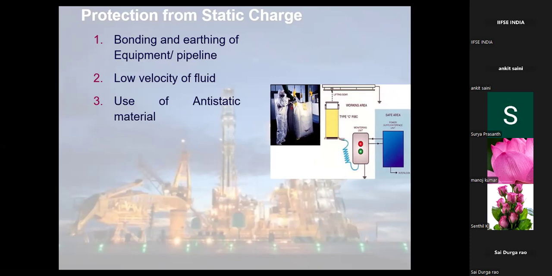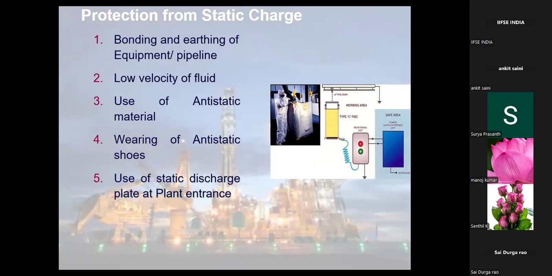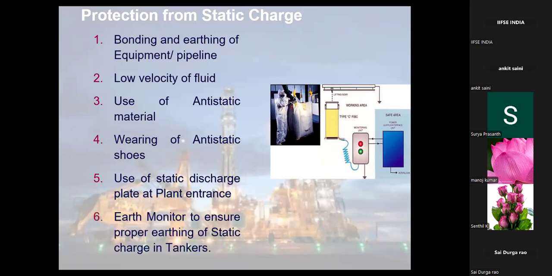Use of anti-static material, that is insulation and other things. Wearing anti-static shoes. If you have observed your safety shoes, under the sole it is written anti-static shoes. Use of a static discharge plate at the plant entrance. Then an earth monitor to ensure proper earthing of the tankers. As we just discussed, when the tankers are discharging, you need to ground the body of the truck.